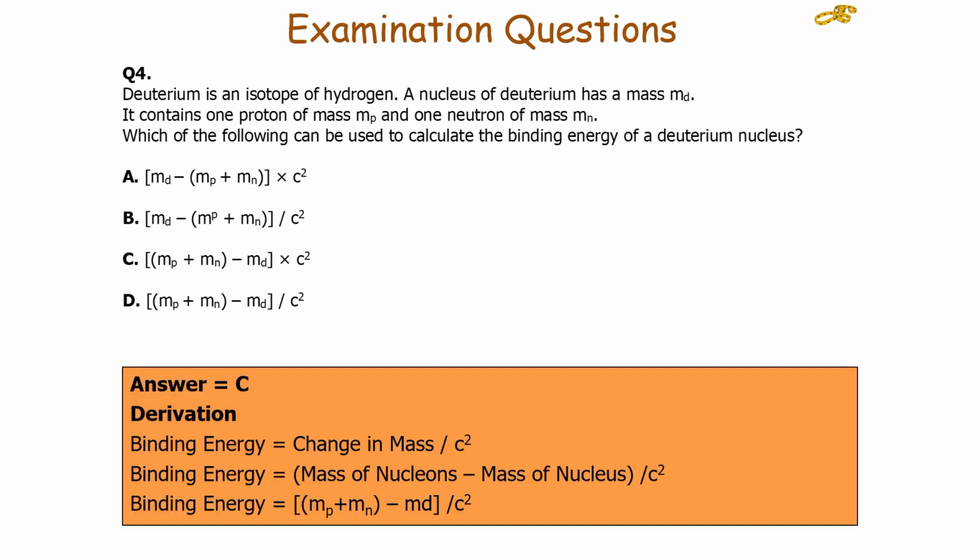Right, the answer is C, because binding energy is the change in mass over c squared, because you know that delta E is equal to delta m c squared, so you can work it through like that. So it's the mass of our nucleons minus the mass of the nucleus, that's our change in mass, times c squared. So when we work it through, we get our value of C, which is times c squared, not divide, sorry, times by c squared.